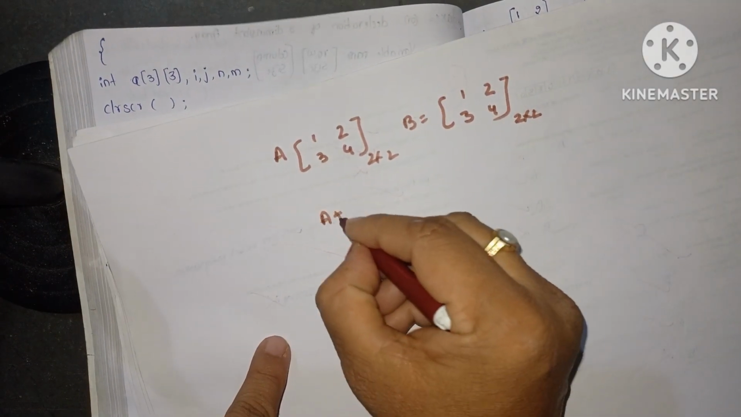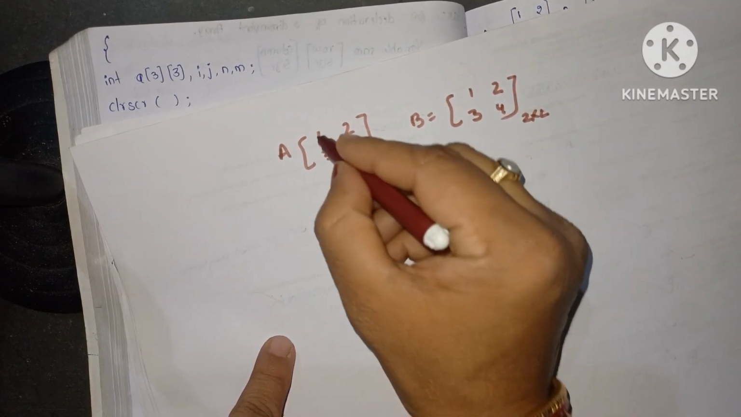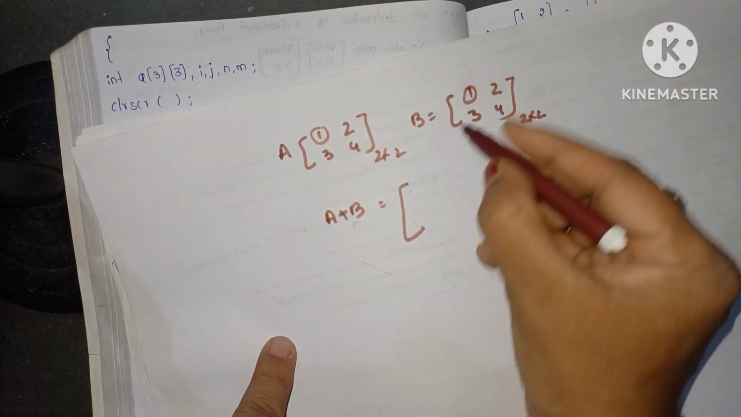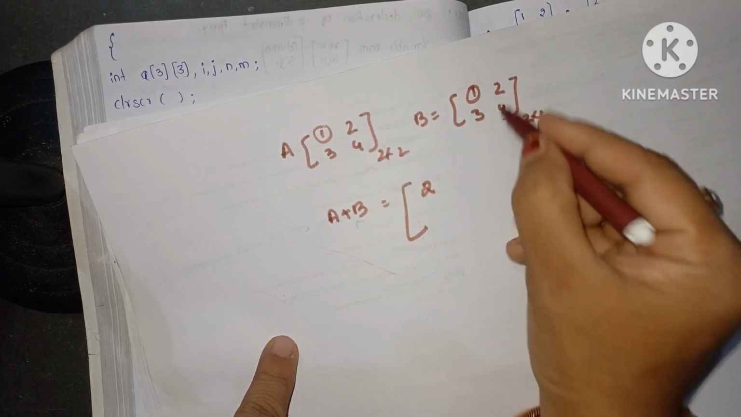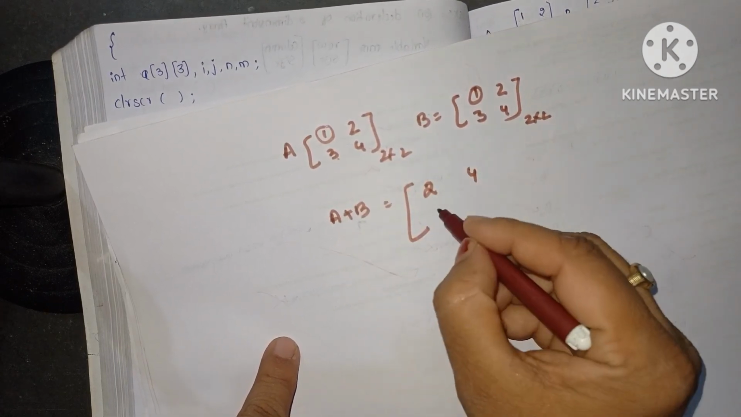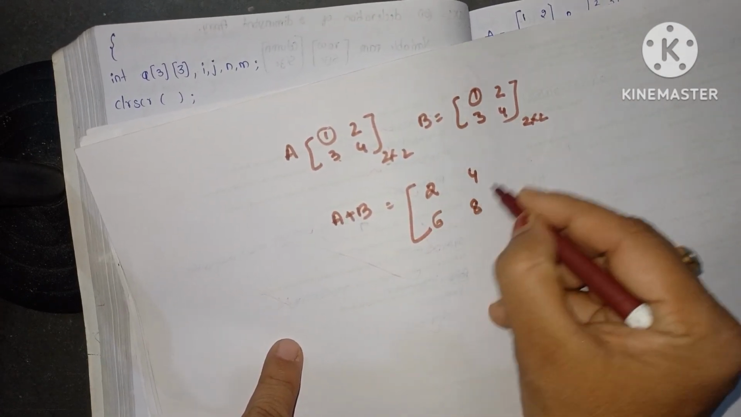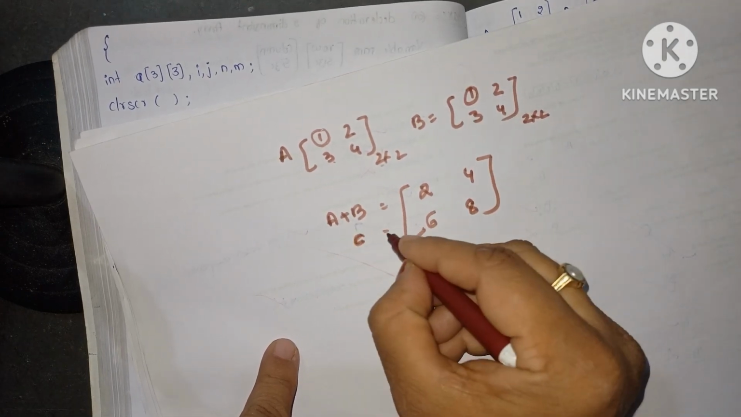How can you add A plus B? What does adding two matrices mean? This one: 1 plus 1. What is 1 plus 1? 2. 2 plus 2, 4. 3 plus 3, 6. 4 plus 4, 8. This is the resultant matrix, which is called C.